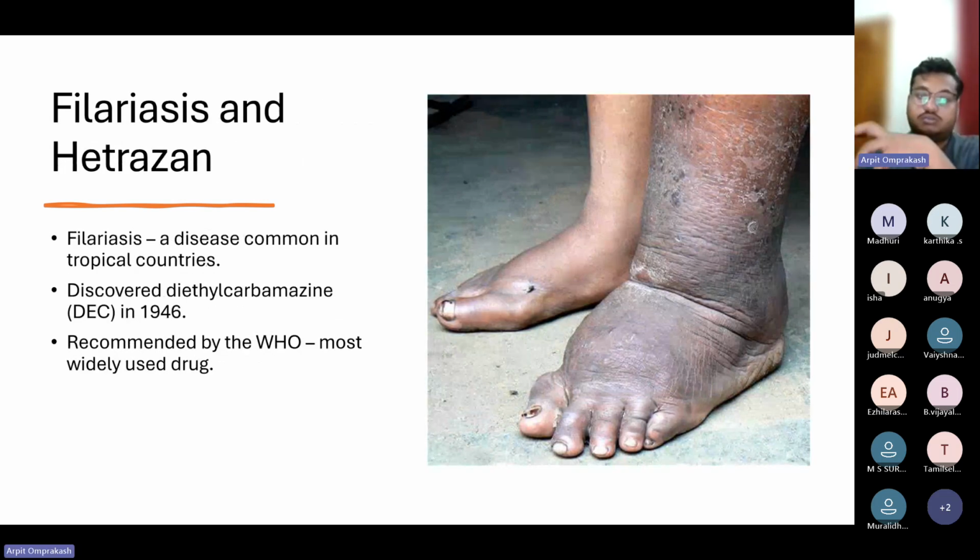Next, he tried to tackle a disease called filariasis, where the lymphatic vessels of the leg tend to be swollen in the patients. It's a disease that is commonly carried by vectors such as mosquitoes and commonly present in tropical countries. So in 1946, he discovered diethylcarbamazine, also called Hetrazan, which is recommended by the WHO to treat filariasis, and it is also the most widely used drug for filariasis.